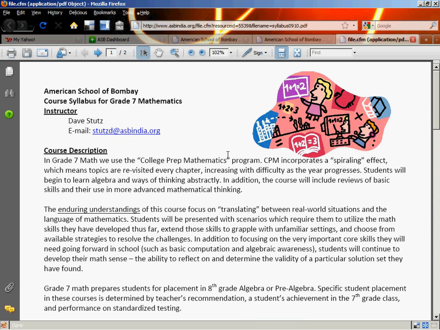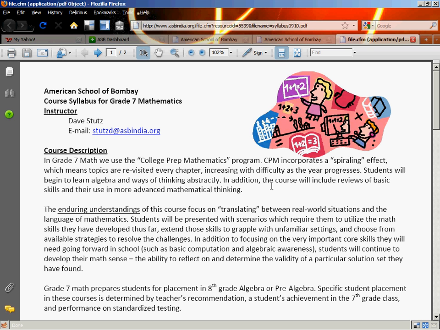We'll be using the College Prep Mathematics program. That's the same program that we used last year in 6th grade if you were in ASB. The idea behind this program is that there is a spiraling effect, which means different topics are revisited every chapter and every year. So many of the topics we'll cover this year are similar to the ones you covered last year. You're going to begin to learn algebra and ways of thinking abstractly using variables instead of numbers.